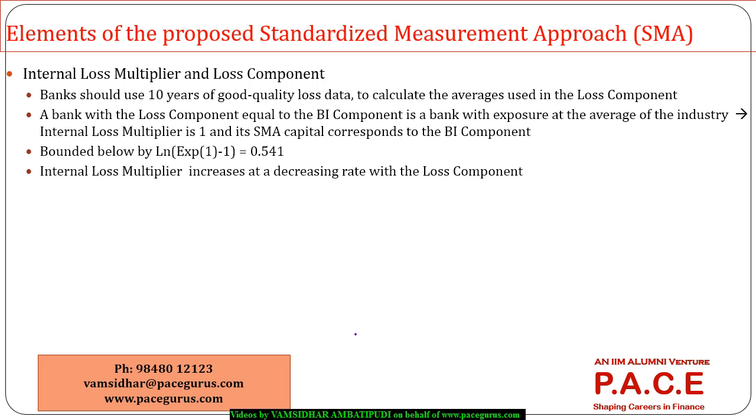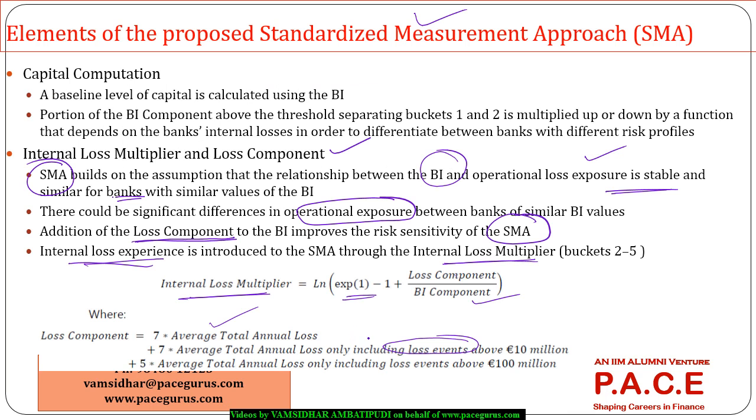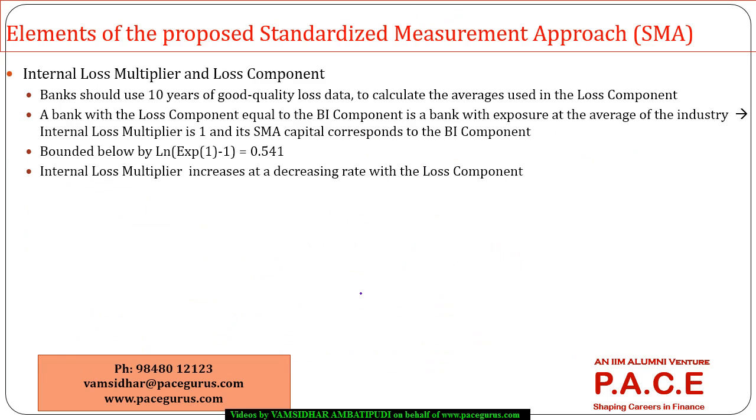So if the loss component is equal to the BI component, these two are equal, so the ratio is 1. So it becomes log of e to the power of 1. The multiplier is log of e to the power of 1, which is nothing but 1 itself. So a bank with loss component equal to BI component is a bank with exposure at the average of the industry. So the loss multiplier is 1, and if the loss multiplier is 1, SMA capital, the standardized measurement approach capital, would be more or less based on the BI component itself.